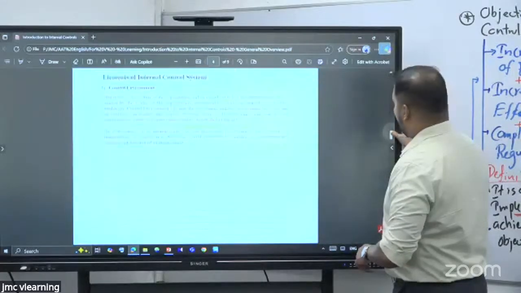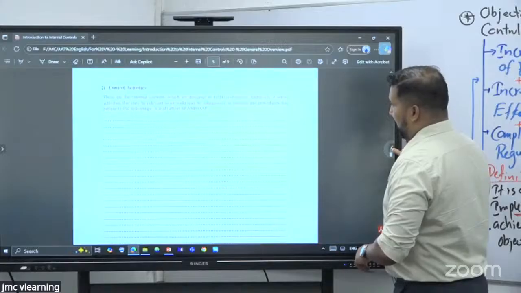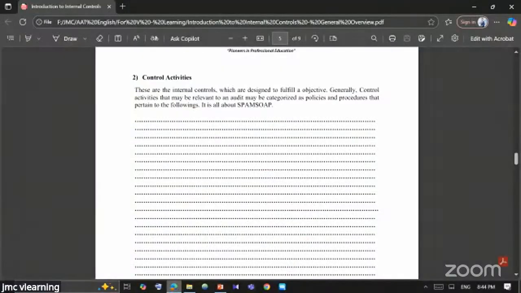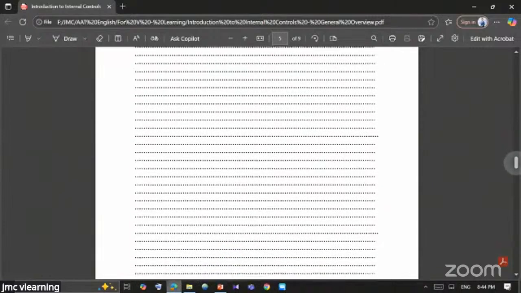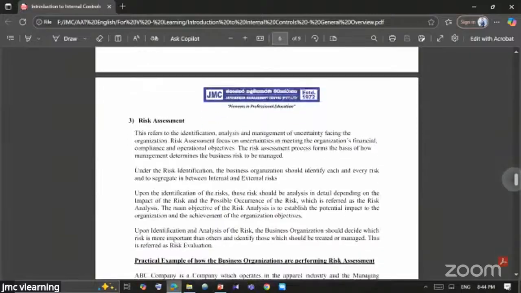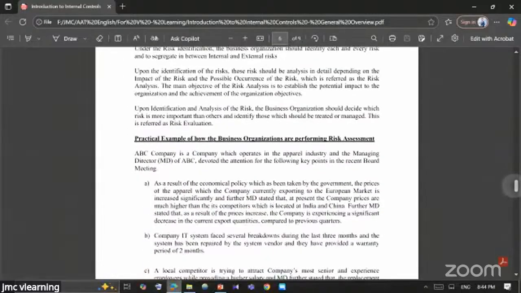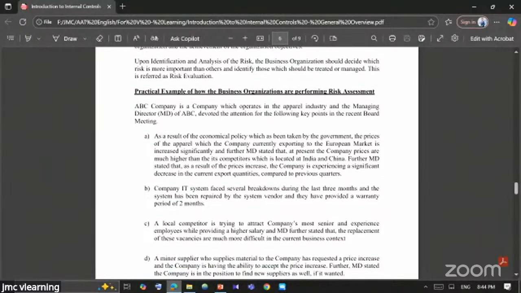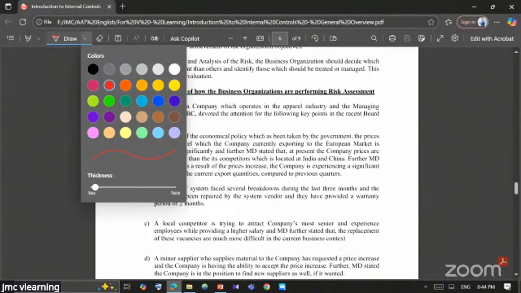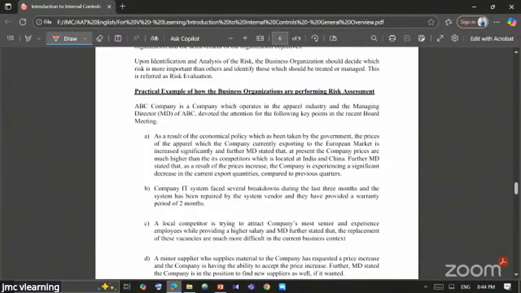So I have kept few spaces there for you to take down some notes. For an example, in control activities, I have kept a sufficiently big space for you to take down the chart with regard to SPAM SOAP. So likewise, I have kept the respective spaces for you to take down the notes, right? So let's go to the risk assessment example. So can all of you see the screen? Can all of you see the screen? Yes, sir. Okay, fine. Right. Okay, so we'll go to the question. Practical example of how business organizations are performing risk assessment.